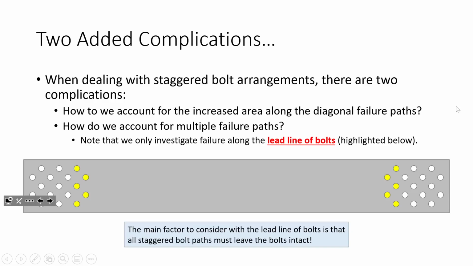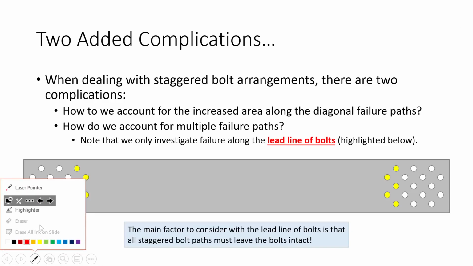Okay, so a couple of things. Whenever you're dealing with staggered bolt arrangements, there are two added complications. First off, how do we account for increased area along the failure paths? Well, that's what a stagger factor does. But the other one is, how do we account for multiple possible failure paths? For example, let's take this connection here. I'll draw over here on the right. Let me see if I can turn on my pen here.